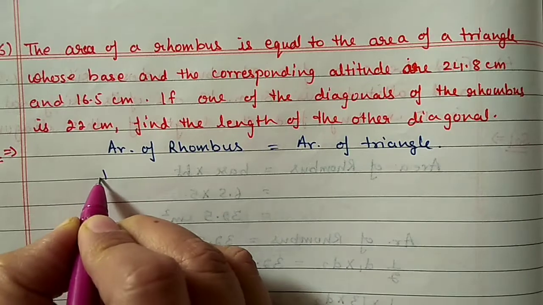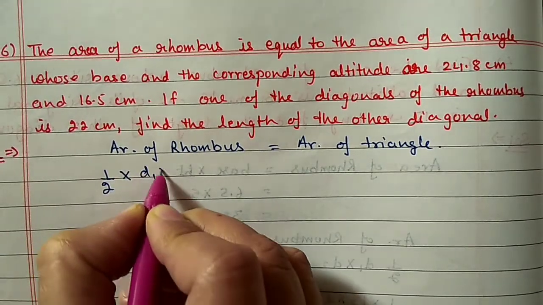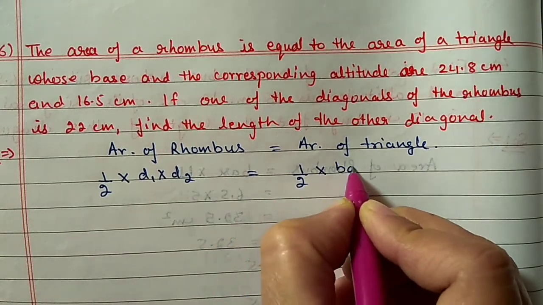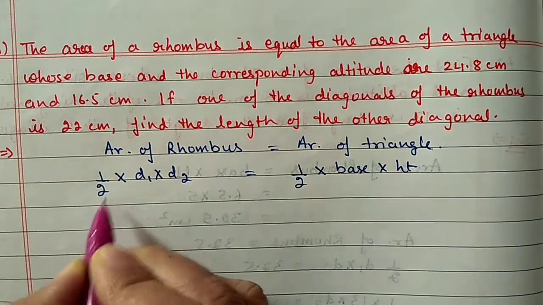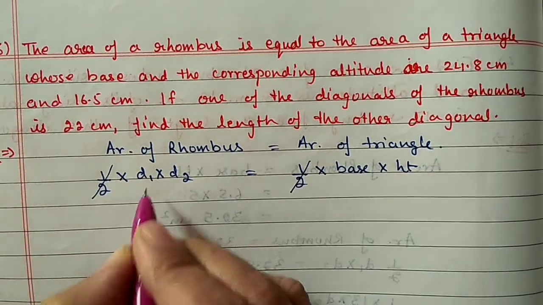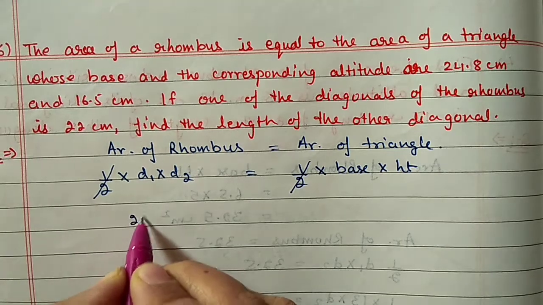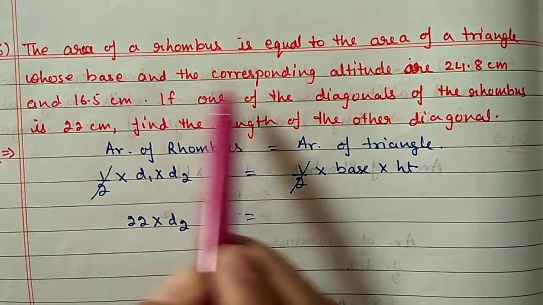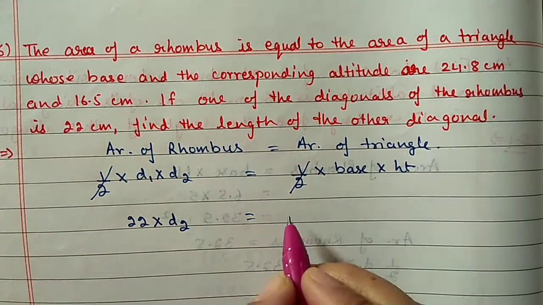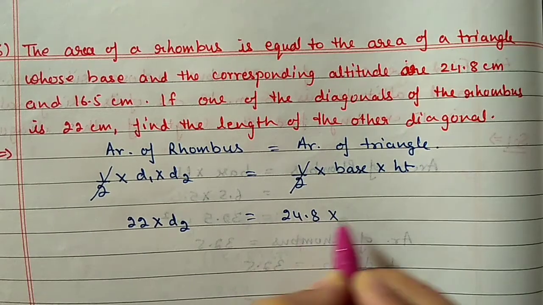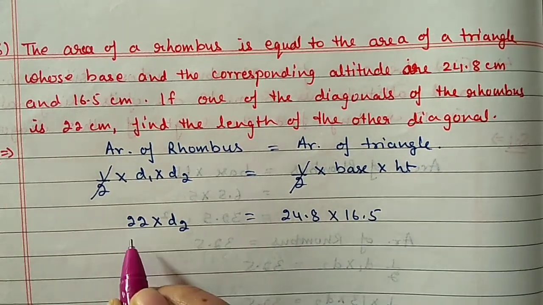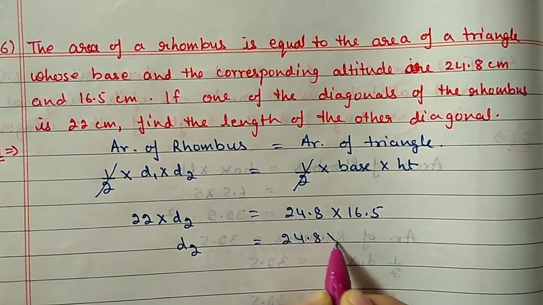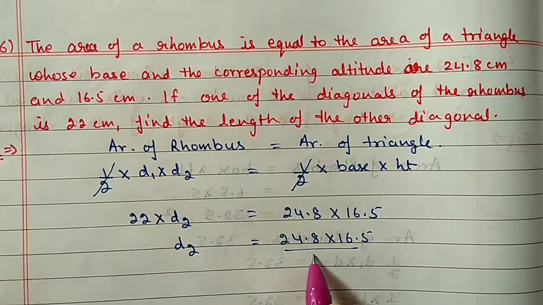So the area of rhombus formula is half first diagonal into second diagonal, and the area of triangle formula is half base into height. So both the sides half is there, that we can cancel out. Now we can substitute the values. One diagonal is given, 22, another diagonal we have to find out. This side, base and corresponding altitude. Altitude means height only. This is 24.8 into 16.5. This 22 we can shift to the other side, so we will get 24.8 into 16.5 divided by 22.